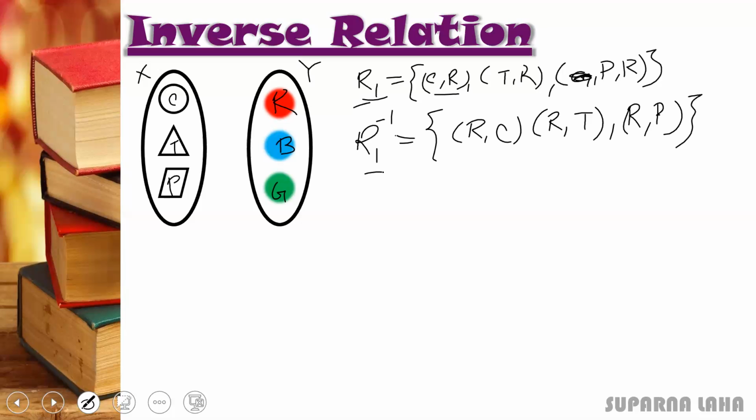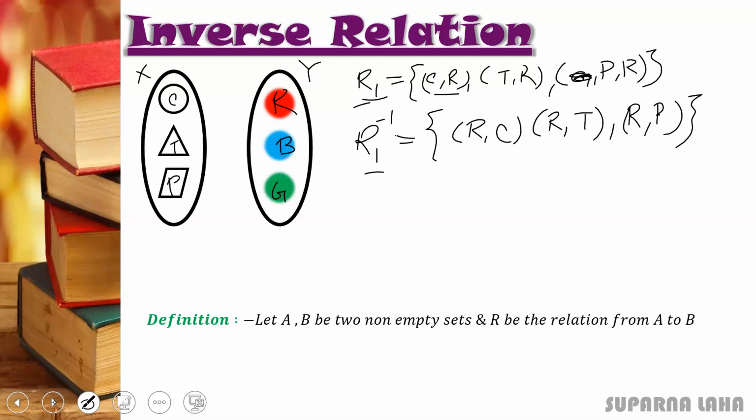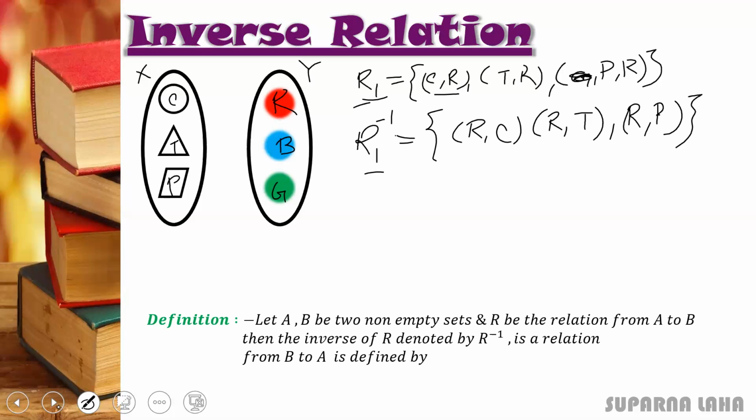If we go for the definition, here is the definition. Let A and B be two non-empty sets, and R be a relation from A to B. Then its inverse, denoted by R inverse, is also a relation, from B to A, and is defined as the pairs (B, A) where (A, B) belongs to R. Now let's talk about the domain and range for R inverse.